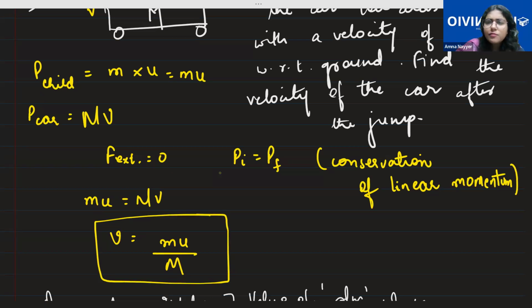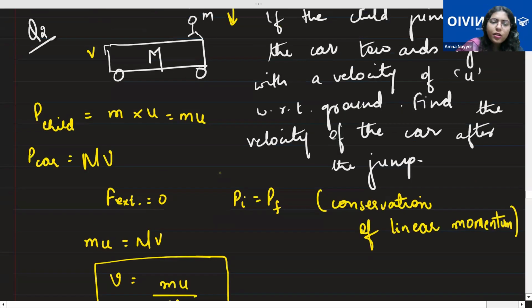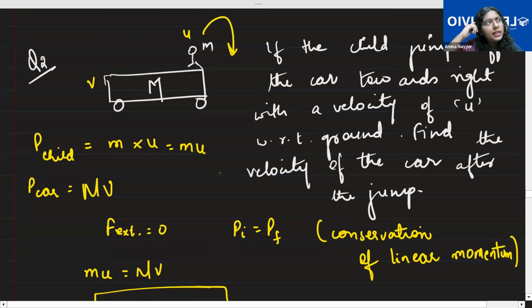Okay, in center of mass, this much is in detail. We have done a lot. Usually center of mass questions are asked in the exam. I'll share an assignment with you.